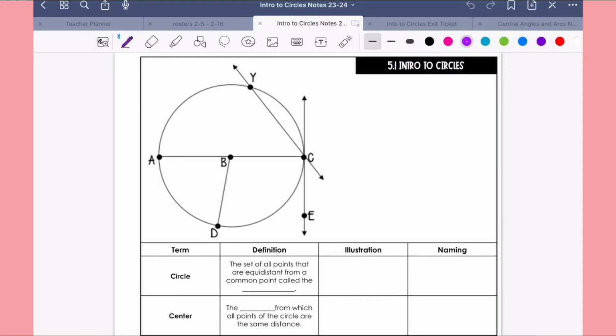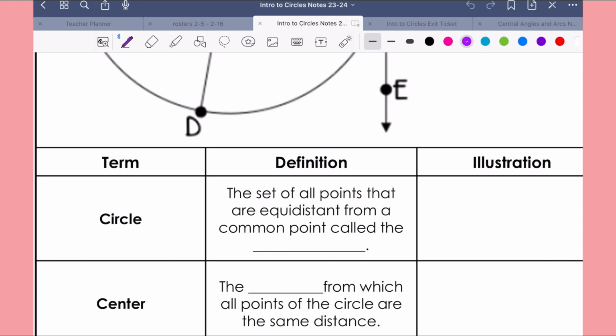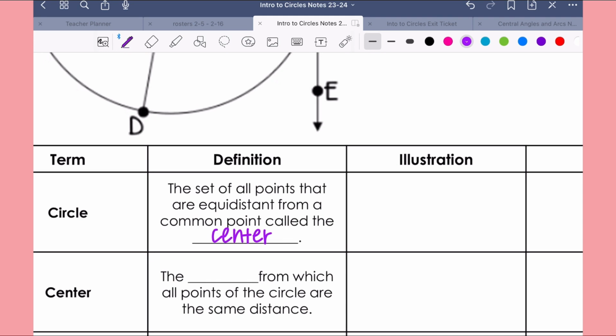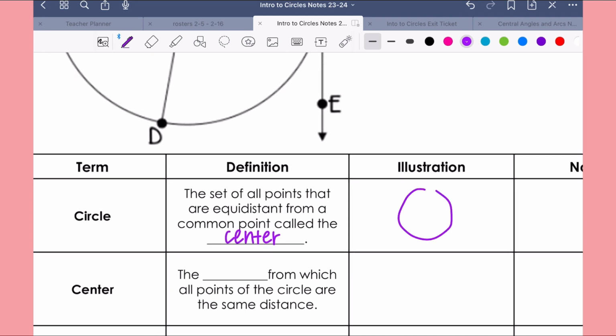This circle unit. So starting with the word circle, what is the definition of a circle? The formal definition is the set of all points that are equally distant from a common point called the center. So from that center to the edge, they are the same distance. So an illustration, just a little sketch, that is a circle.